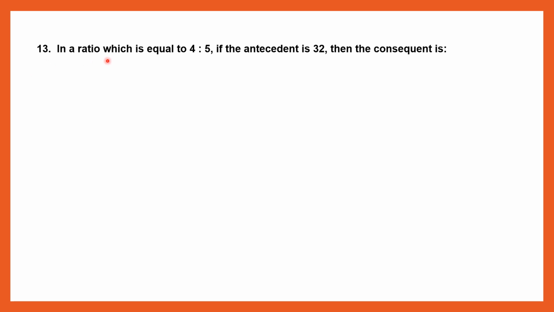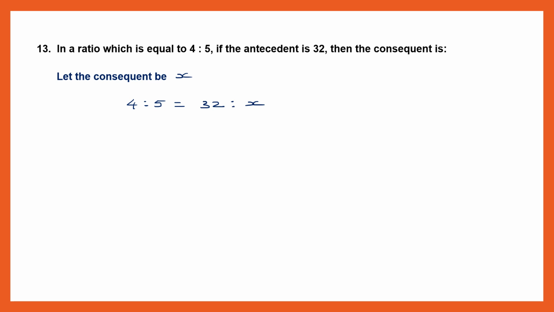Question 13. In a ratio which is equal to 4:5, if the antecedent is 32, then the consequent is what? We need to find out. So here, we'll consider the consequent to be x. And now we'll write this in the form of a proportion. So we have 4:5 and here it says there is a ratio which is equal to 4:5. So we have to write one ratio which is equal to 4:5. In that ratio, the antecedent is 32. That means antecedent is the first term. So here the first term is 32 and the consequent is x.